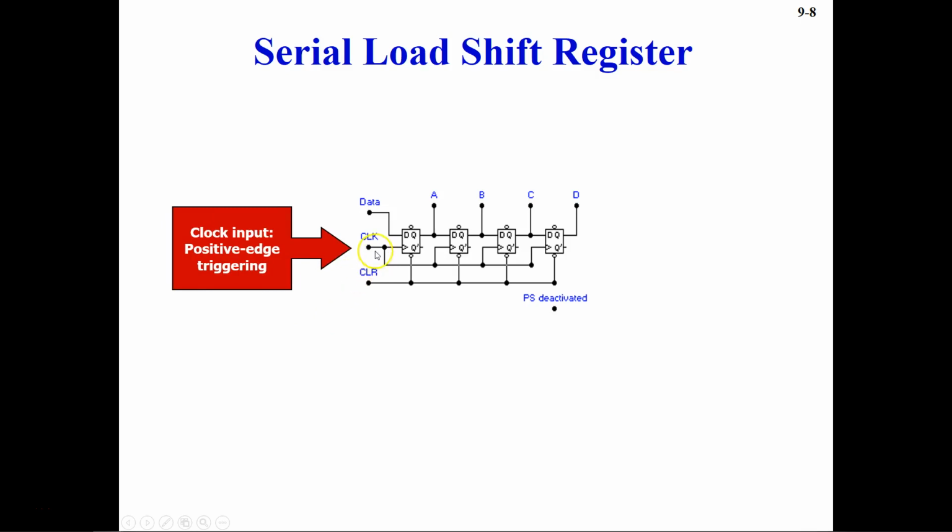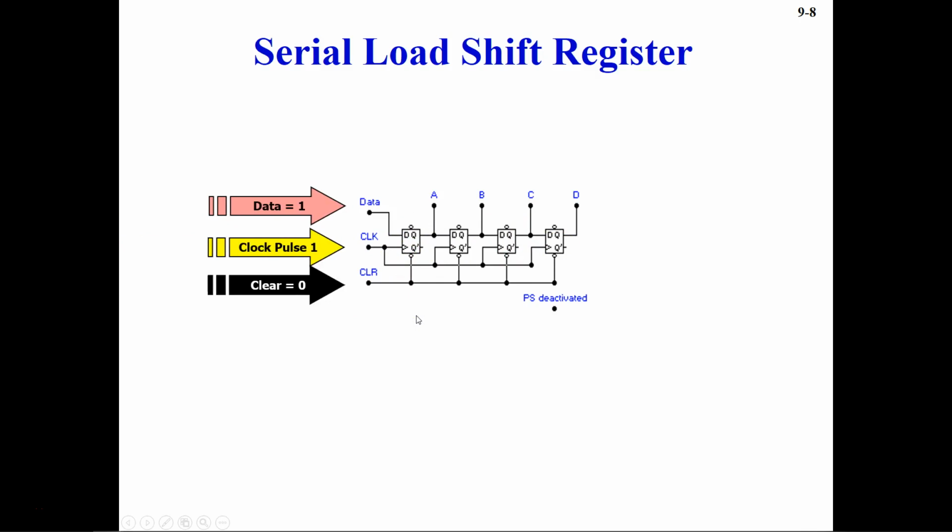Now for the clock input, here we are giving positive edge triggering. So at the positive edge, the circuit will trigger. Every time you have a positive edge going into the flip-flops, they will all be turned on. In this particular case, the data is 1, going into the D flip-flop, and your clock pulse is 1 here. It is positive triggered, so it should trigger at this point.